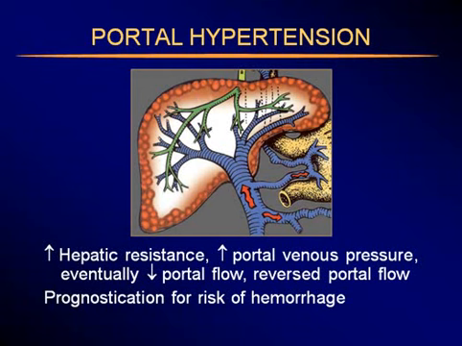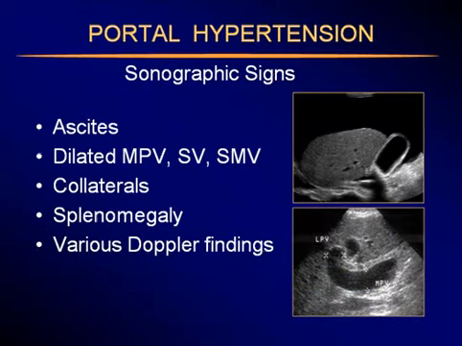So when we see a cirrhotic liver on ultrasound, we then have to right away look for clues of portal hypertension. So with portal hypertension, the liver is diseased. The liver parenchyma develops resistance to blood flow. This increases the portal venous pressure. Eventually, the portal flow will slow down and it will reverse, and flow will actually be going away from the liver, hepatofugal, and there's then increased risk of bleeding because collateral vessels open up.